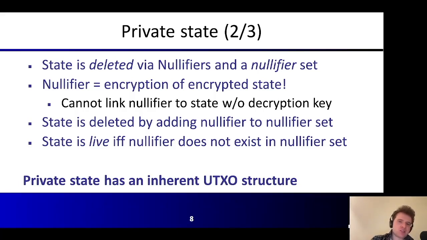So the idea is, if you have an append-only Merkle tree and a nullifier set, then you can use these abstractions to represent state by considering state to be live if it exists in your Merkle tree, but does not exist in the nullifier set. And state is considered dead, deleted, if it exists both in the Merkle tree and the nullifier set. This means that private state has a very inherent UTXO structure, because the only way to modify state is to delete it and then recreate the changed version. This is extremely similar to how Bitcoin works. And UTXO stands for unspent transaction output.